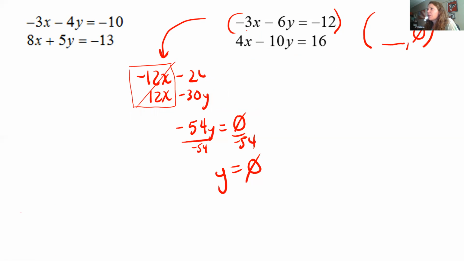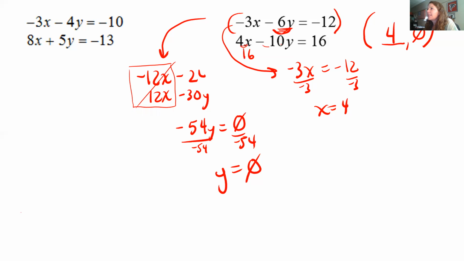All right, so in my first equation, I'm going to plug in 0 for y. So negative 3x and negative 6 times 0 is 0, equals negative 12. When I divide by negative 3, I get x is 4. So now, what if x is 4? I get 16 minus 0 is 16. That is true. So I know my answer is correct.